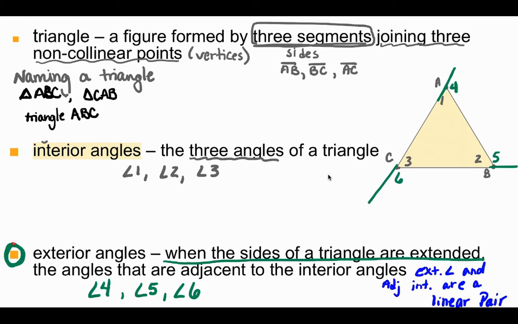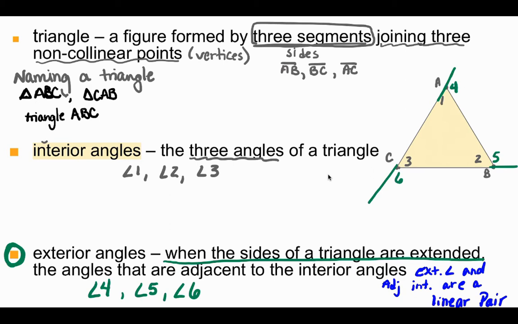Our exterior angle has to be drawn in by extending the sides of a triangle. When you go to a vertex, there are two sides, and you pick one and extend it in order to create an exterior angle. You can extend either of the two sides to create an exterior angle.